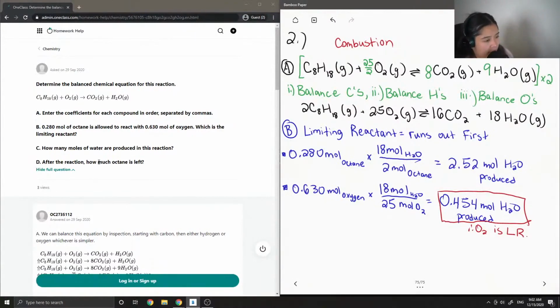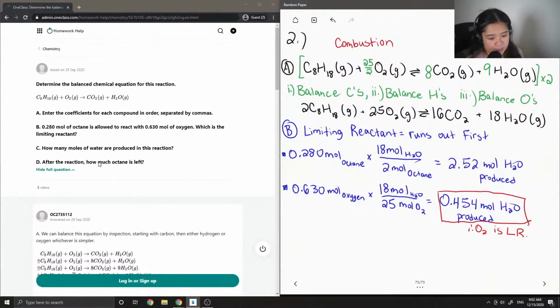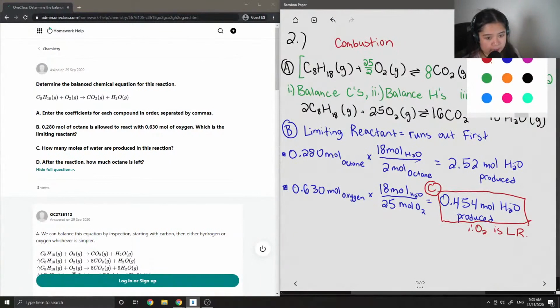Okay, so part C asks how many moles of water are produced in the reaction. And since the oxygen will run out first, then the reaction can't produce any more water since all the oxygen is gone. So therefore, we only produced however much the limiting reagent produced before it runs out. And we already calculated this to be 0.454 moles of H2O. So then we can just move on to part D.